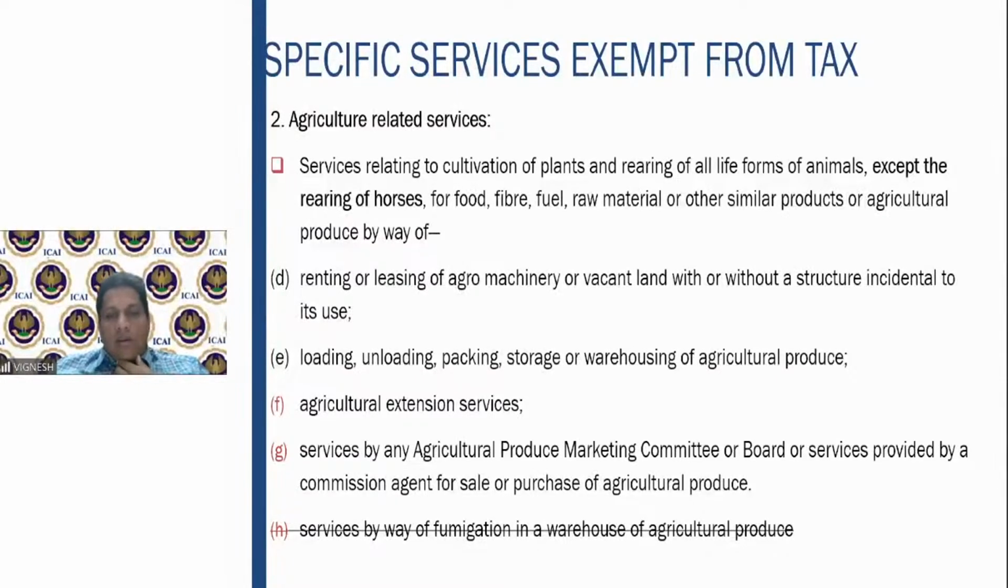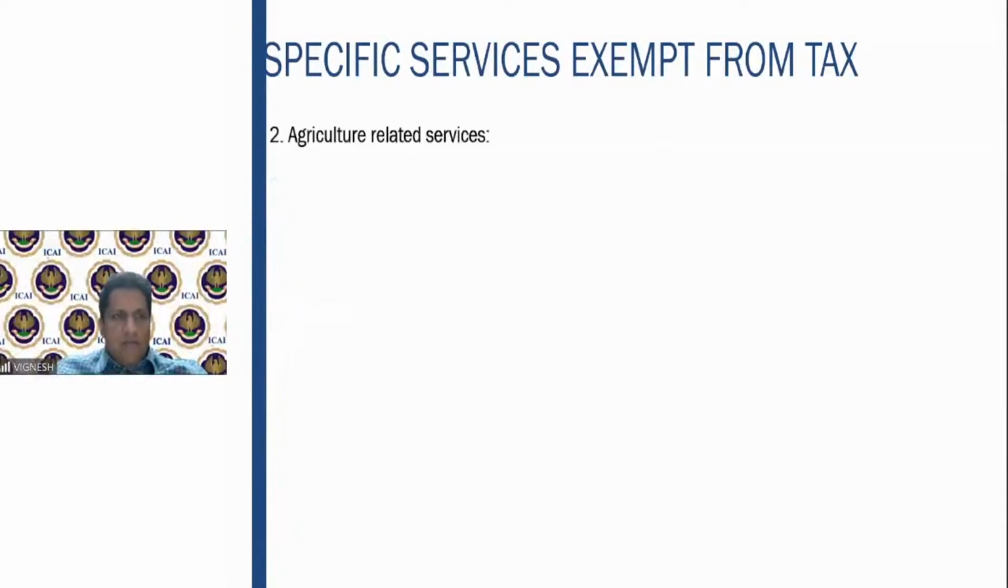Then loading, unloading, as we have already seen. Services by an agricultural produce marketing committee or board, or services by a commission agent. Any marketing committee or commission agent is there for the purpose of sale of agricultural produce. Those services are also exempt. This fumigation and warehouse is removed because it is there in 53A.